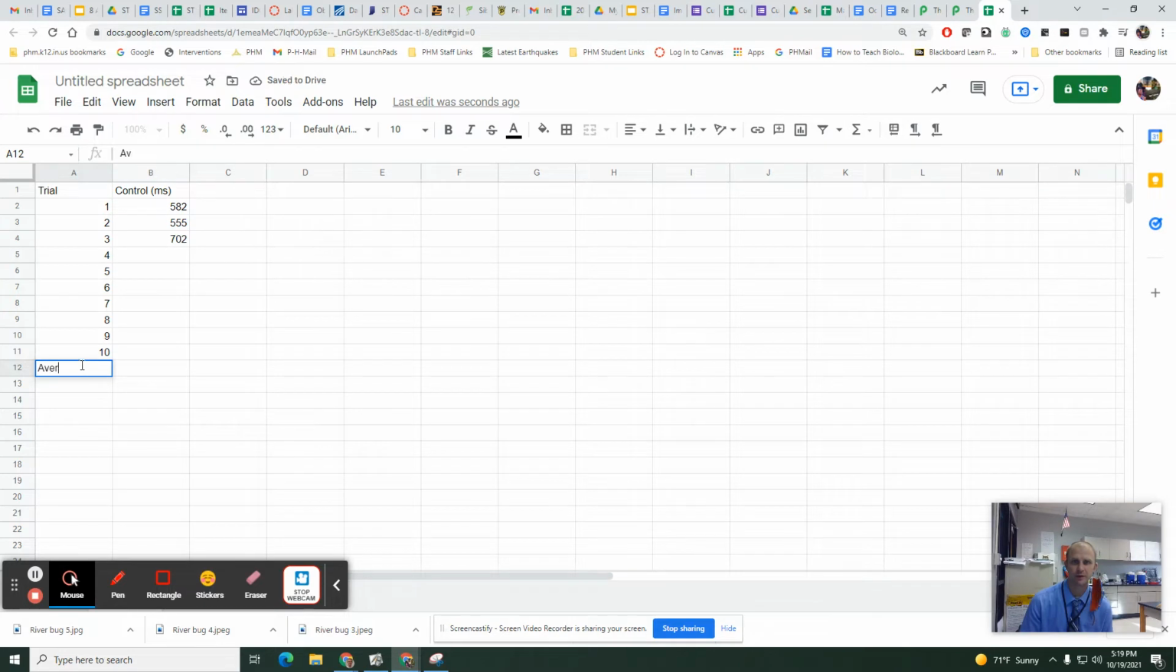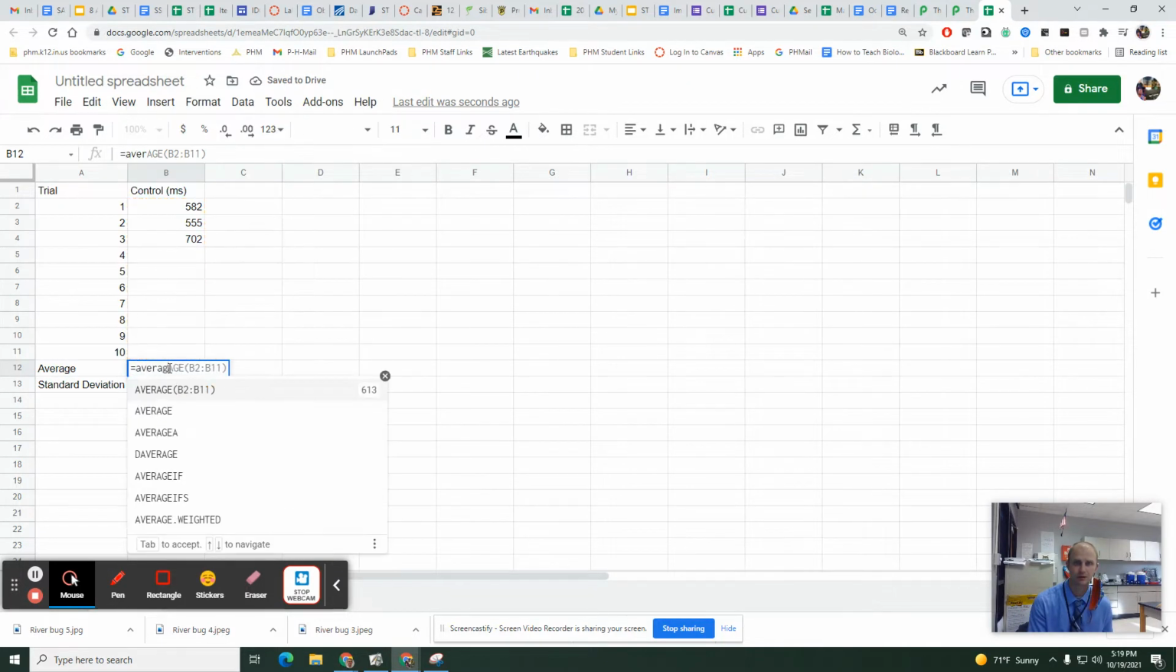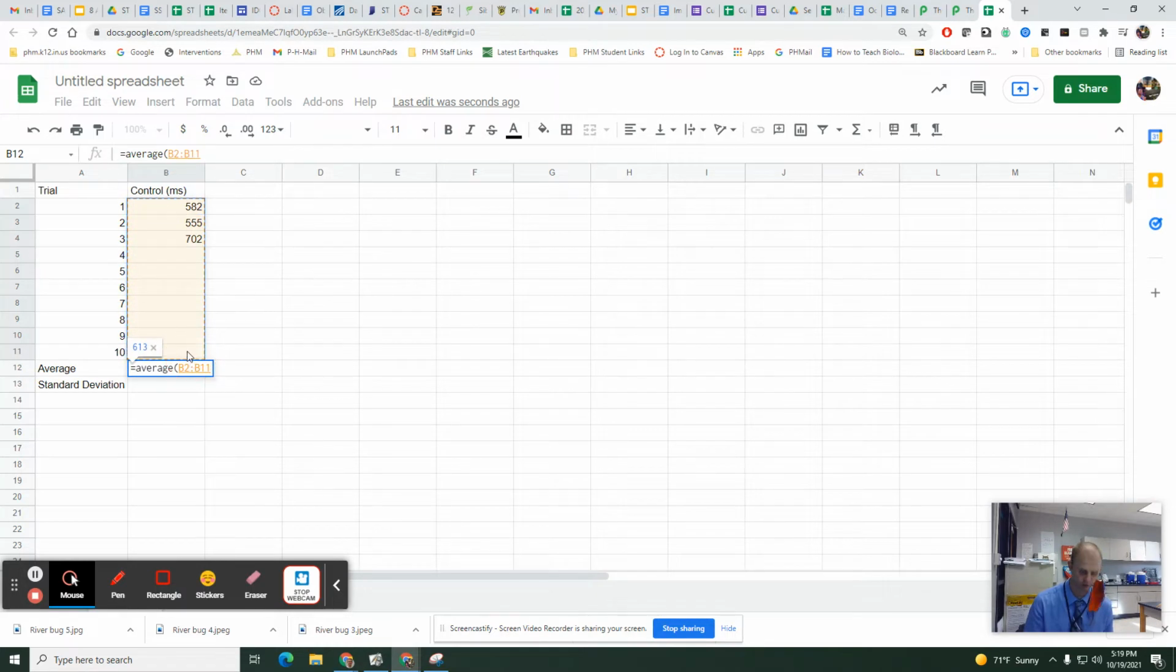So down here, I'm going to find the average. I'm also going to find the standard deviation. And I'm going to do that with equals average. Boom. I highlight all those. Equals STDEV. Get those. Now, there I go. So there's my average and there's my standard deviation. I'm going to shorten that there.